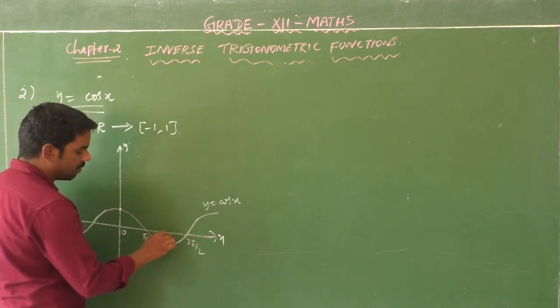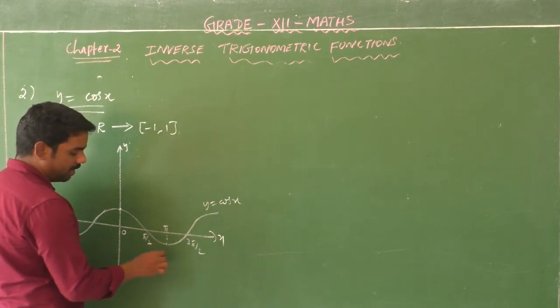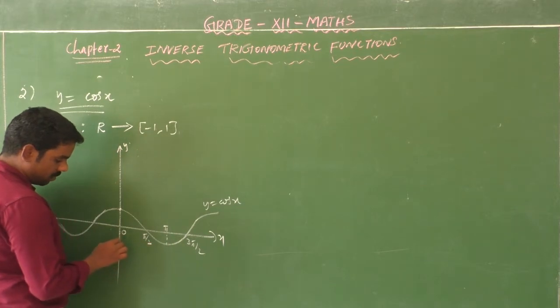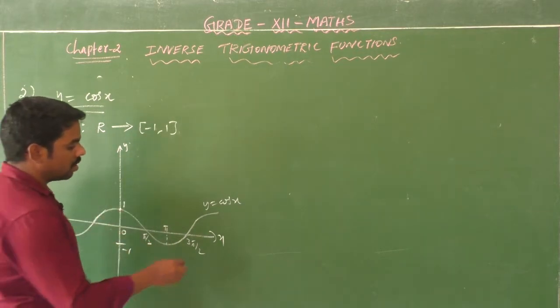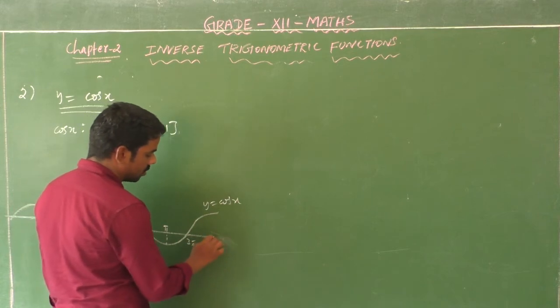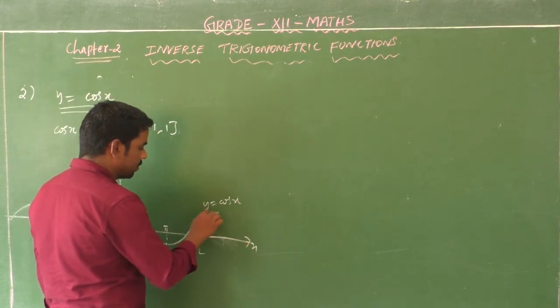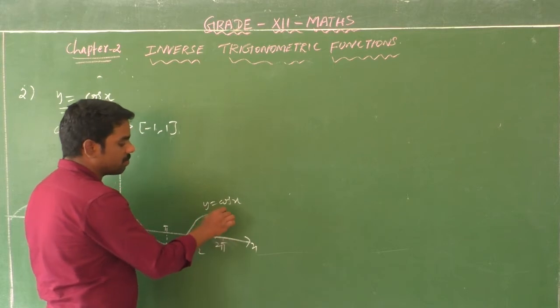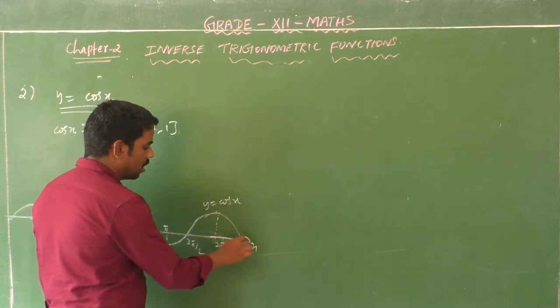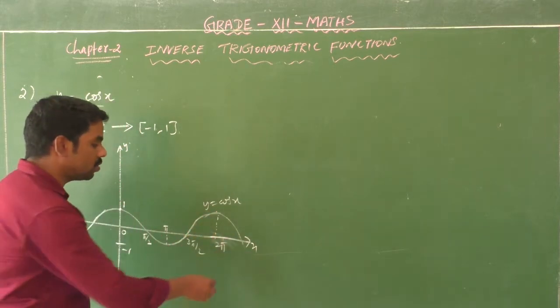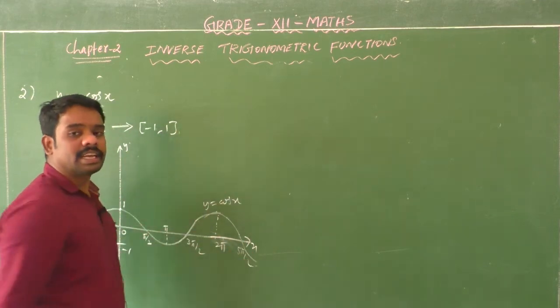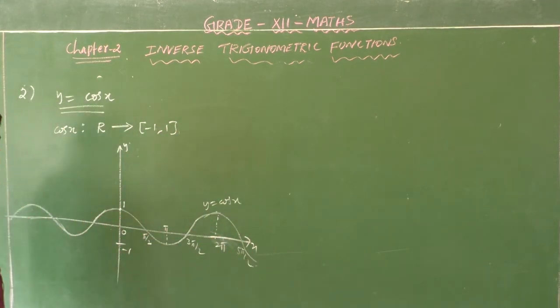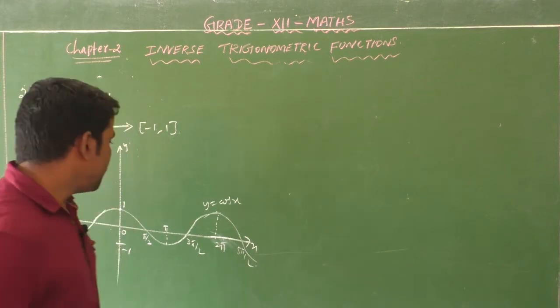Cos pi value is minus 1, so this is pi and here is minus 1 and plus 1. Cos 2 pi value is plus 1 and cos 5 pi by 2 is 0, and so on. This is the cos x curve. You know the cos x curve.